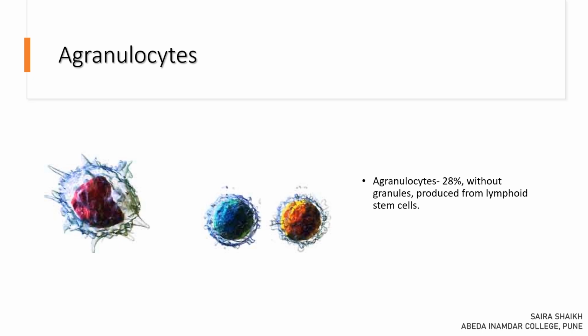The second major group of WBC is agranulocytes. They are about 28% of total WBC count. In their cytoplasm, granules are completely absent. There are two types, monocytes and lymphocytes.